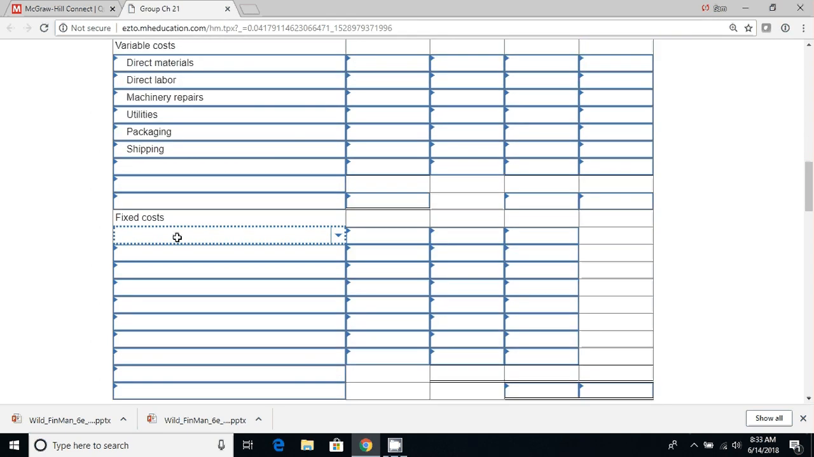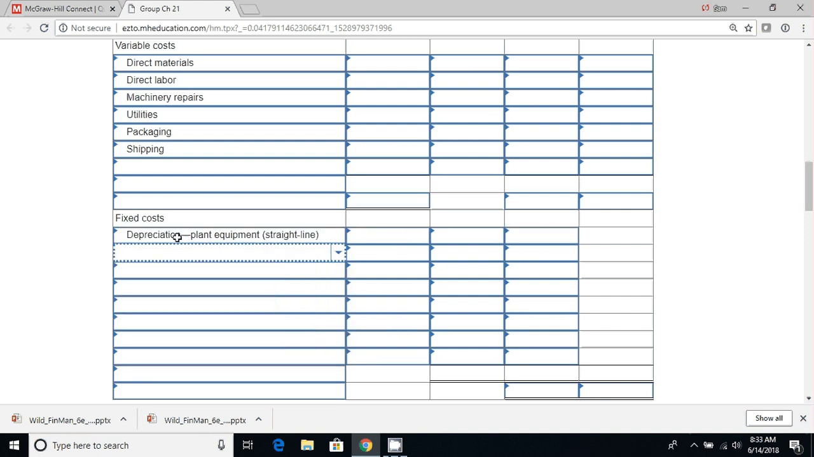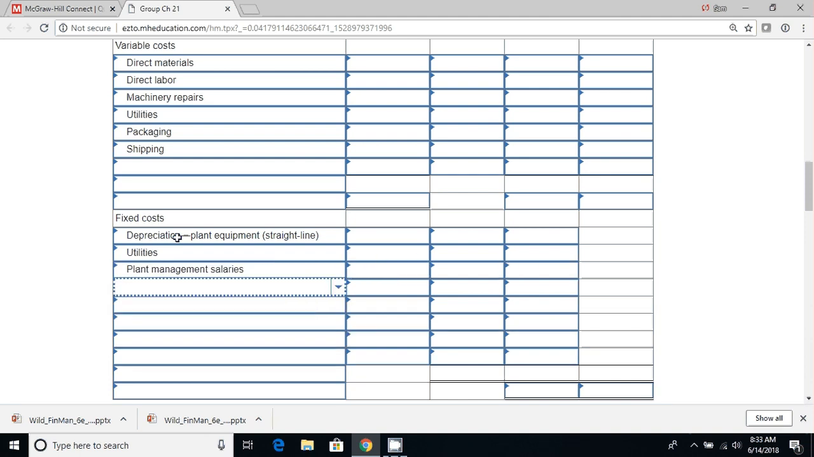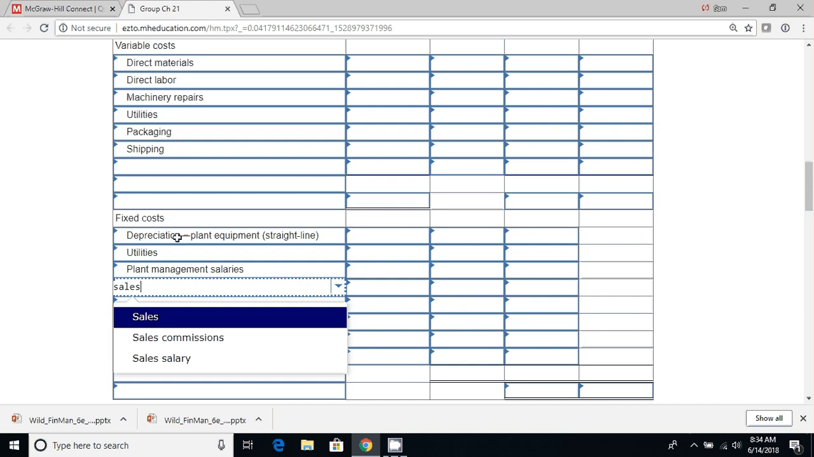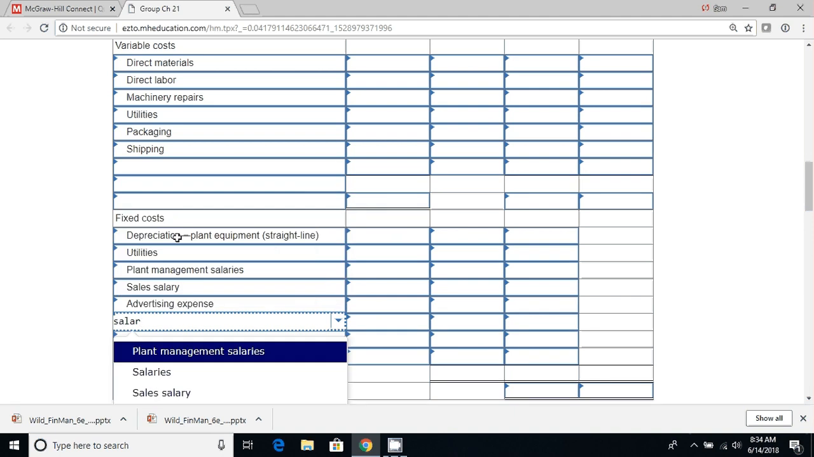Let's go ahead and pop in the fixed cost. So all of the other stuff up there, everything else that was up there has to be included then in fixed cost. So depreciation was, I believe, the first fixed one that we saw, and then we had the fixed portion of utilities. Plant management salaries came next. We got to make sure we're on the right one. We had sales salaries. Again, get on the right one. And let's see, advertising expense was in there. And we had salaries, just general old salaries.